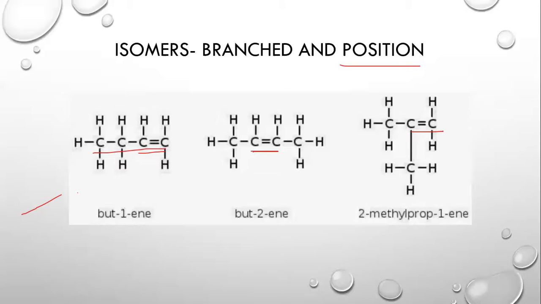How do we name position isomers? The first step will be to number the longest carbon chain. Now, the longest carbon chain that we have is of 4 carbons that is present over here. However, how are we going to number it? Either we number it from left to right or from right to left.